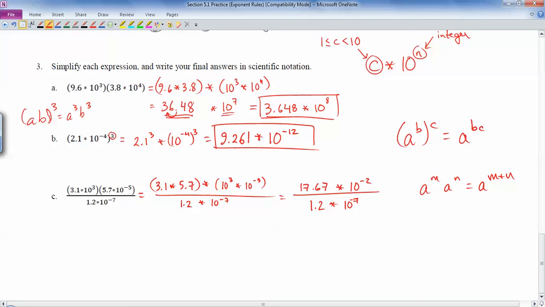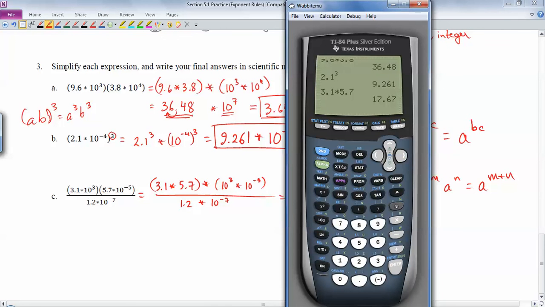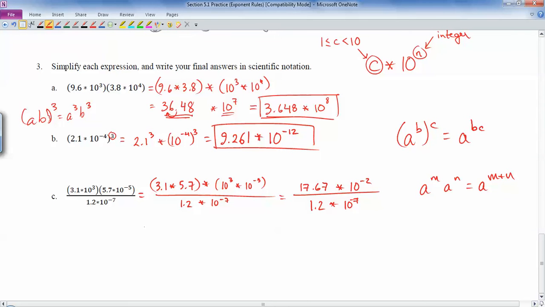So let's deal with the 17.67 over 1.2. 17.67 divided by 1.2 is going to be 14.725. And then I've got 10 to the negative 2 over 10 to the 7th. Let's move the 10 to the 7th to the top and the 10 squared to the bottom so that they become positive exponents. I got 7 tens on top and 2 tens on the bottom, so that's really like 10 to the 5th.